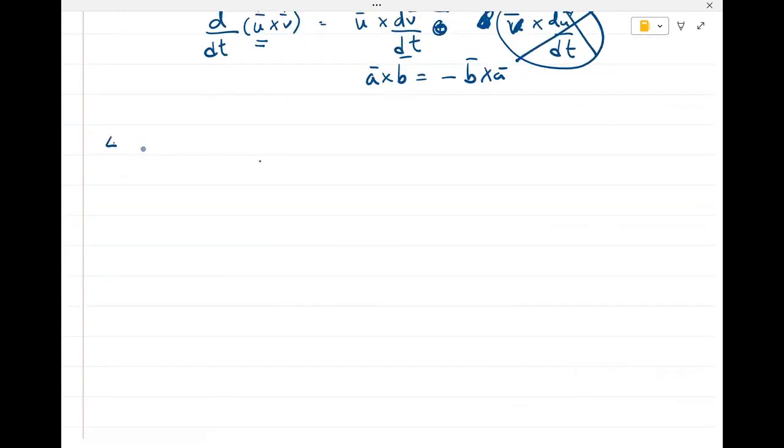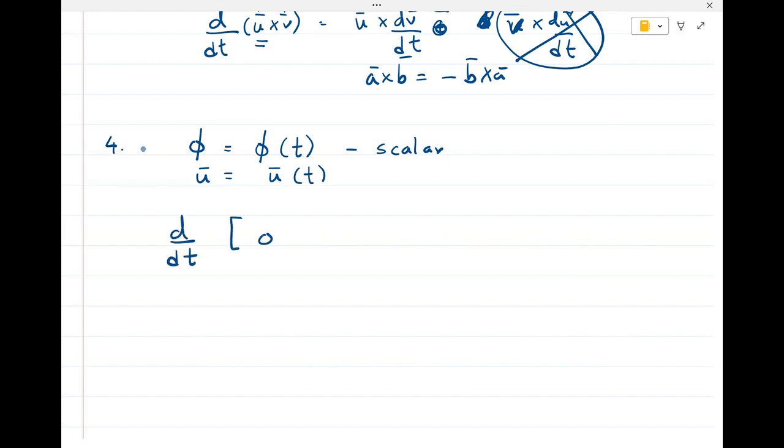Take the next property in which I'm going to take phi to be a scalar function. Okay. So phi is a scalar function. So it will not have the components i, j, k. And u bar I'm going to take to be a vector function, right? So what is the derivative of the product phi into u bar? So again, this is a scalar and this is a vector. So the entire thing is what? Entire thing is a vector, right? So what will that be?